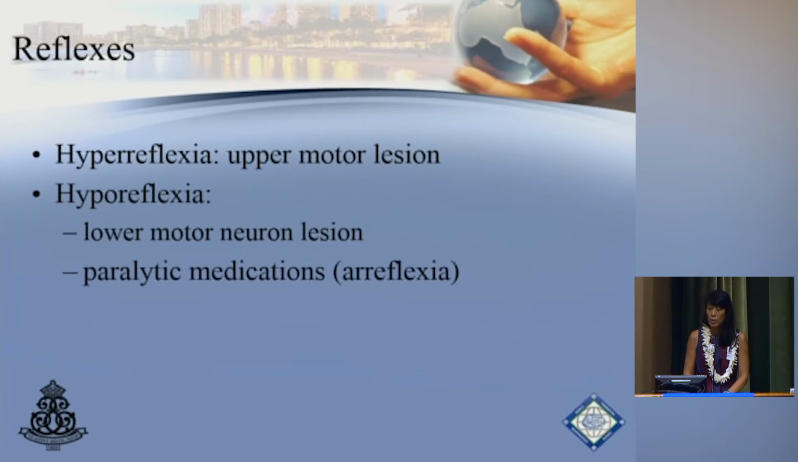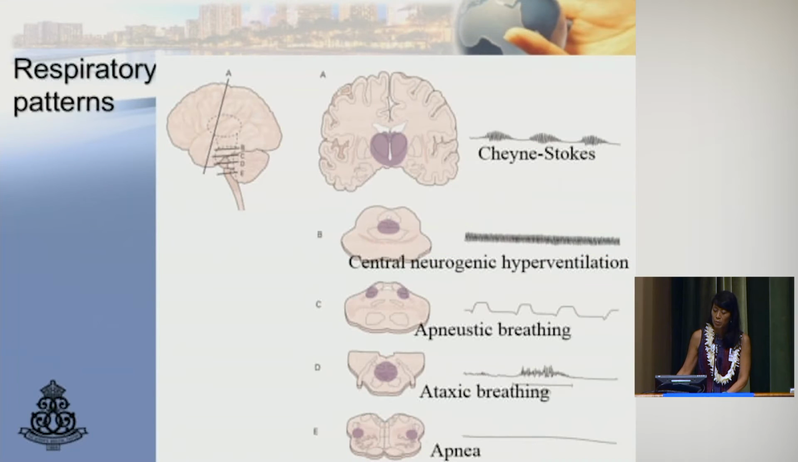the corticospinal tract. And for reflexes, and I know this isn't something that typically we have our nurses doing, but if the patient is hyperreflexive and very hypertonic, we'll know that's usually an upper motor neuron lesion, and hyporeflexive is usually lower motor neuron. Paralytic medications will also make the patient areflexic. So something that I think you'll hear later from Dr. Miles is a little bit more about the peripheral nerves.